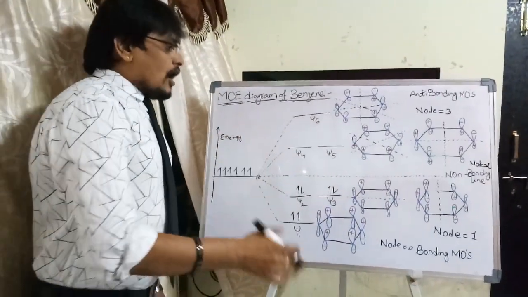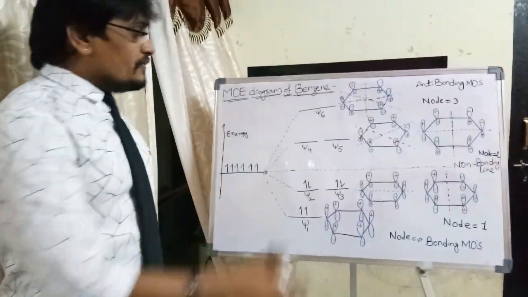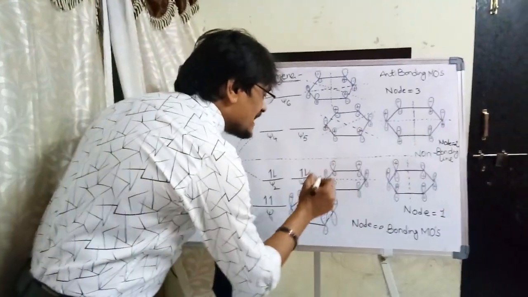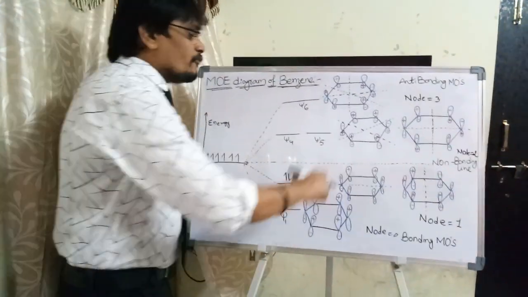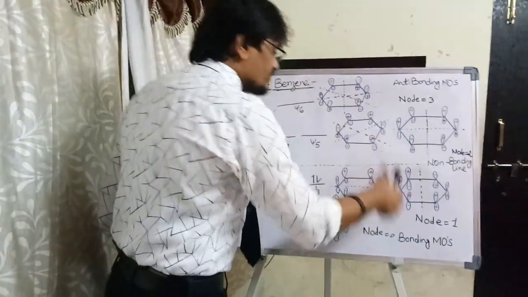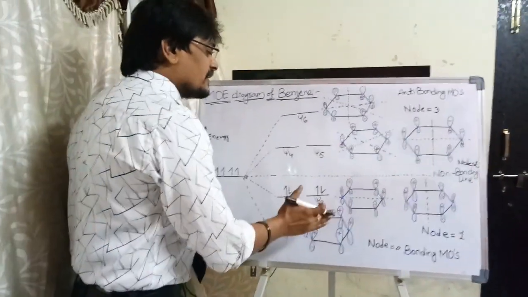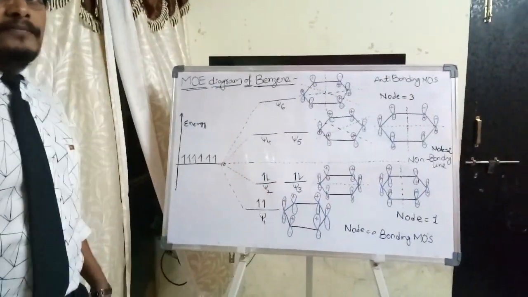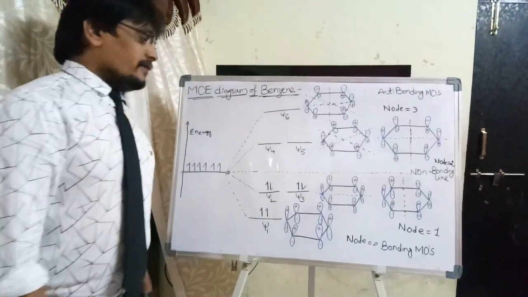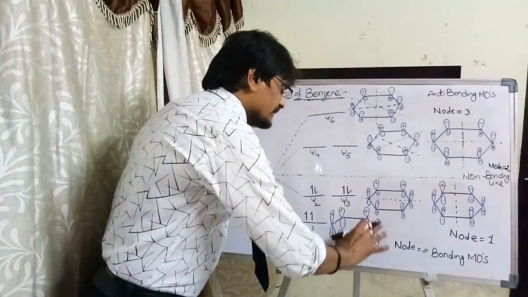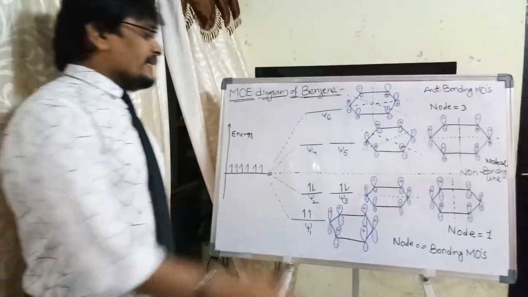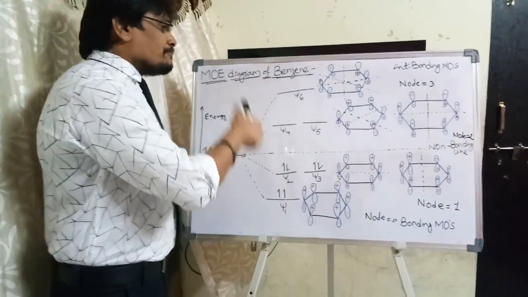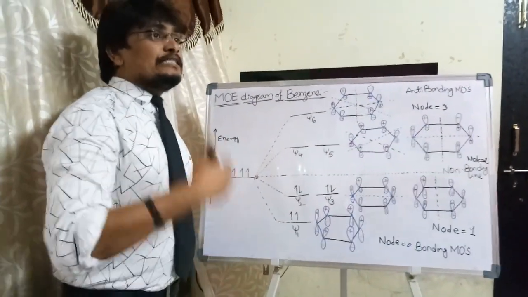Now, out of all these molecular orbitals, which is the stable molecular orbital? This psi1 is the stable molecular orbital because the number of nodes is 0. As the number of nodes is 0, all the upper lobes are projected in the top-wise manner and all the lower lobes are projected in the bottom-wise manner. So it is the stable molecular orbital.